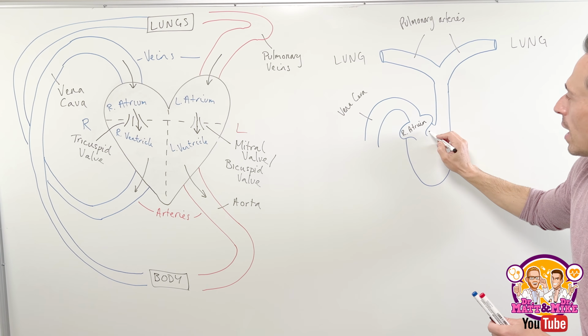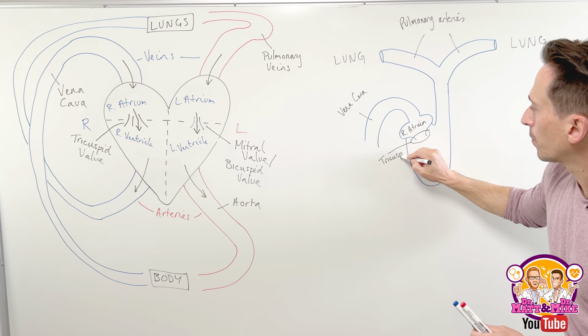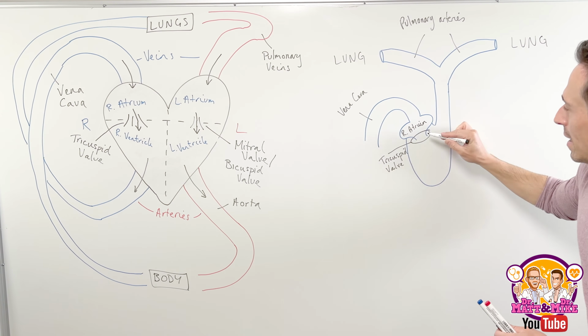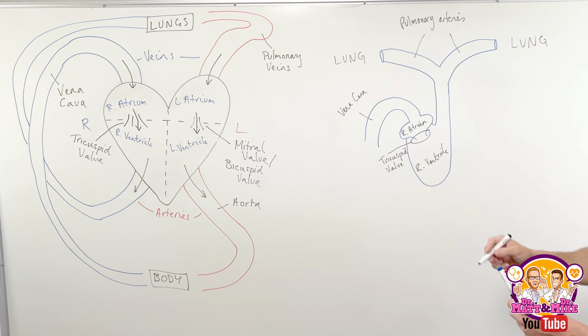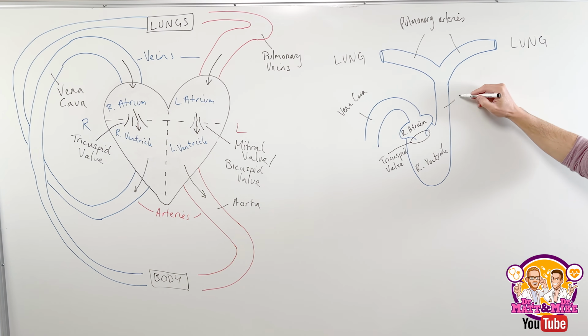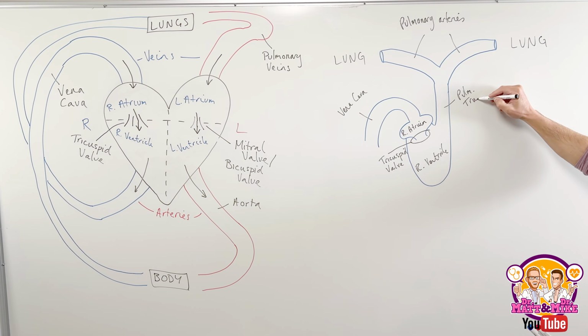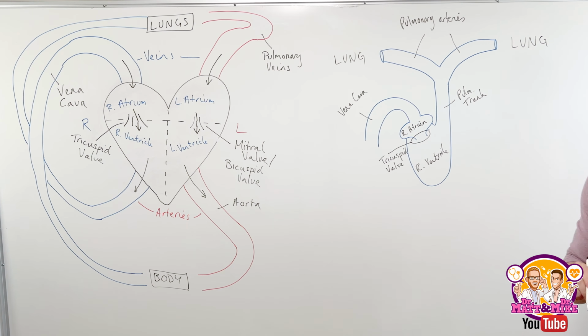We've got the tricuspid valve. And it's moving through into the right ventricle. Then the blood is moving up through the pulmonary trunk, which branches out into those pulmonary arteries. There's the right-hand side of the heart. Let's now draw up the left-hand side of the heart.